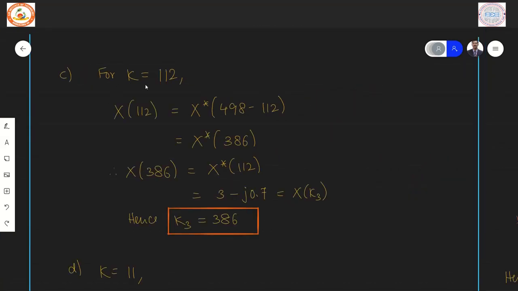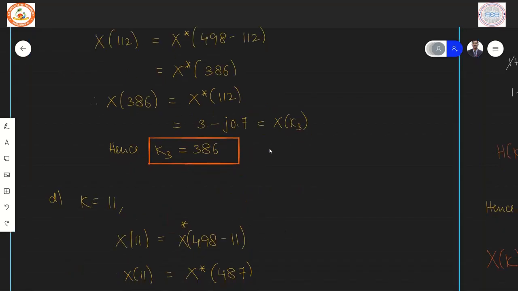Next, taking the value of k is equal to 112, substituting x of 112 is equal to x conjugate of 498 minus 112, that is x conjugate of 386, or x conjugate of 386 is equal to x conjugate of 112 by taking conjugate on both sides. This value will be equal to 3 minus j 0.7, which is the value at x of k3. Therefore, x of k3 should be equal to 386.